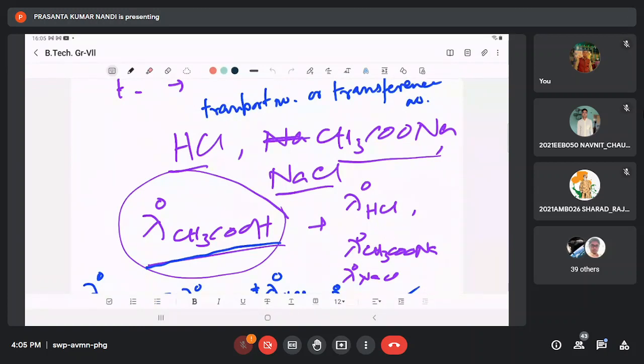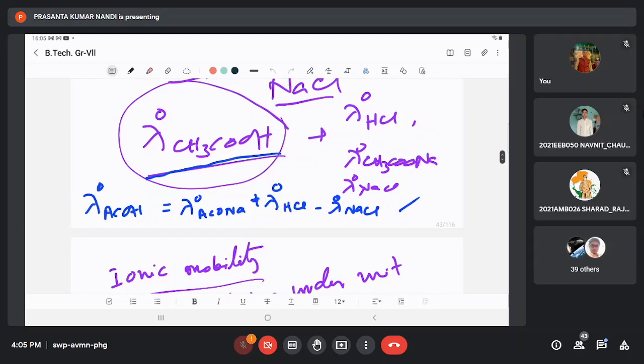For that, we have to take three strong electrolytes whose lambda 0 values are known, or you can estimate them from the graph by extrapolation. These are HCl, sodium acetate and sodium chloride, all strong electrolytes, so by graphical means you can find their values. Next, you apply Kohlrausch's law. So lambda 0 of acetic acid equals lambda 0 of sodium acetate plus lambda 0 of HCl, and you subtract from it the lambda 0 value of sodium chloride. So ultimately we get this.